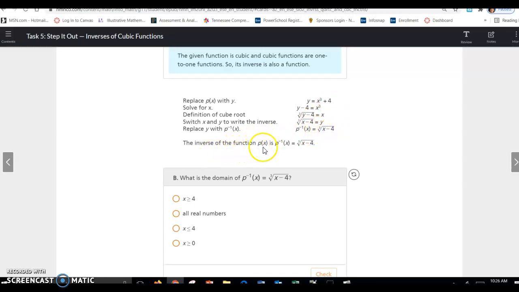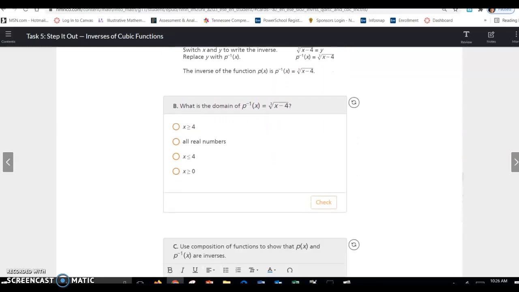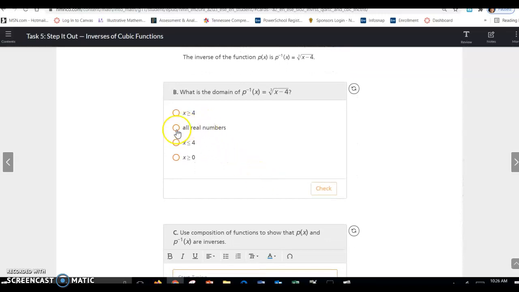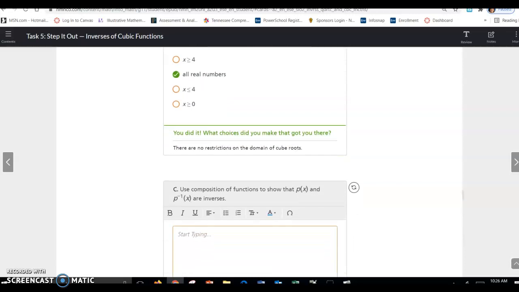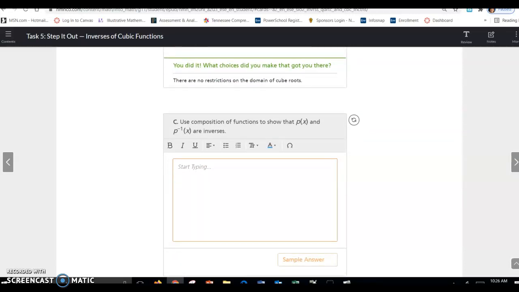The inverse of the function p of x is p inverse of x equals the cube root of x minus 4. What is the domain of p inverse of x? All right, we just determined that both of these are functions, so we can say that the domain of this has no restrictions, so that means it's all real numbers. It says use a composition of functions to show that p of x and p inverse of x are inverse functions.